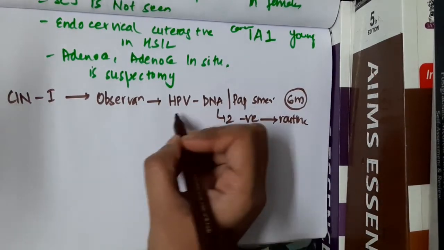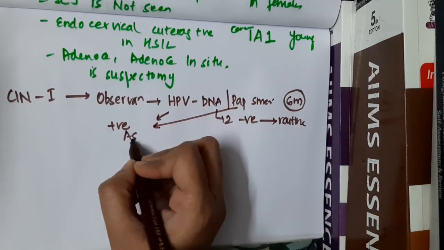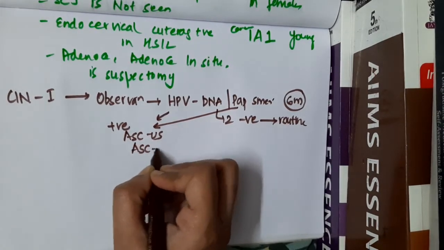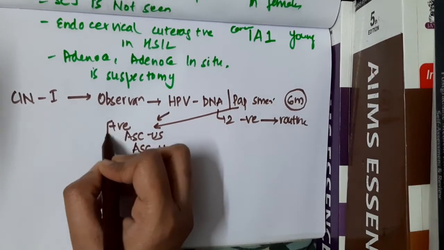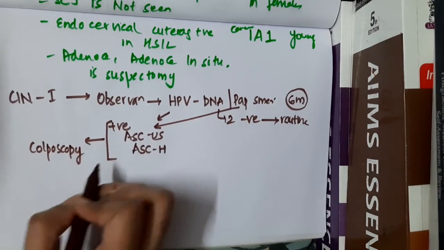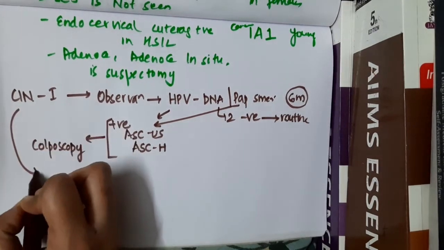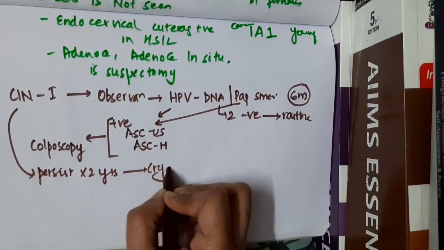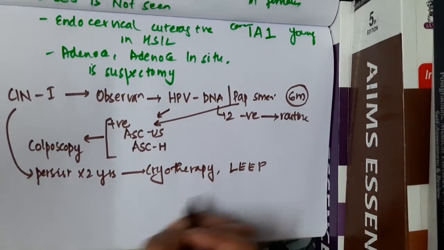But if there is positive HPV DNA, or if the pap smear shows atypical squamous cells of unknown significance or atypical squamous cells where high grade lesion cannot be ruled out, in these cases you will have to do a colposcopy. Okay, this is for cervical intraepithelial neoplasia type 1. If it persists for 2 years, then either cryotherapy or a loop electroexcision procedure can be done.